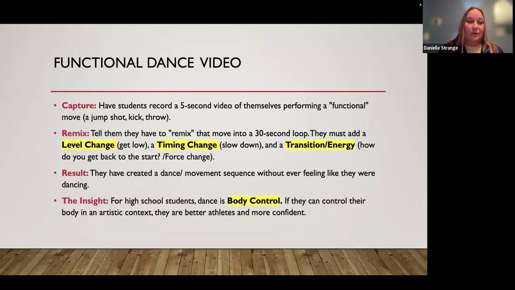Sometimes if they don't want to share in front of the whole class, I have them share with each other first until kids become comfortable, because a lot of kids don't want to share dances in front of other people. Even in my dance classes, they don't want to share sometimes. So sharing in smaller groups would work, especially in middle school and elementary. Hopefully I'm not going too fast. If I am, just let me know.